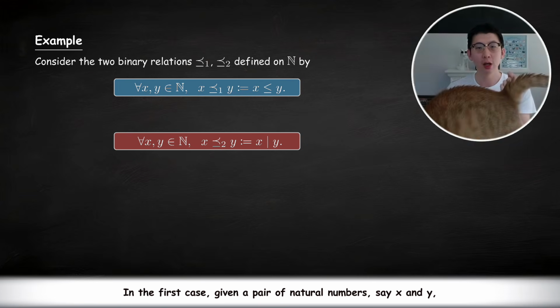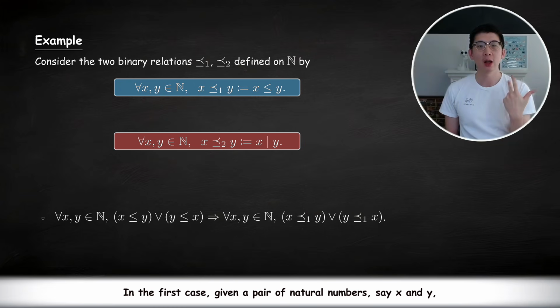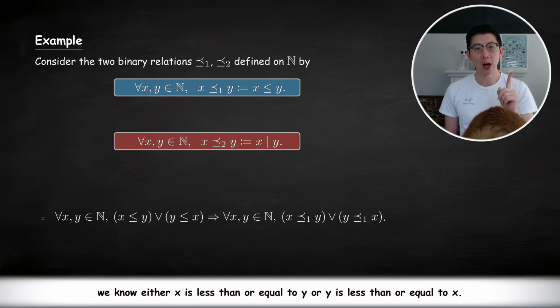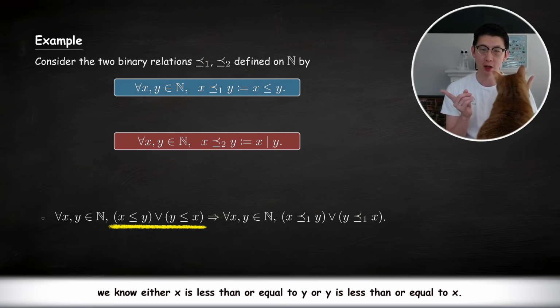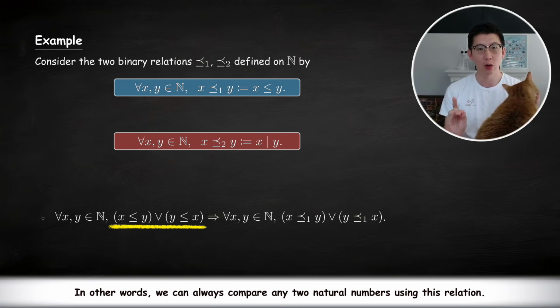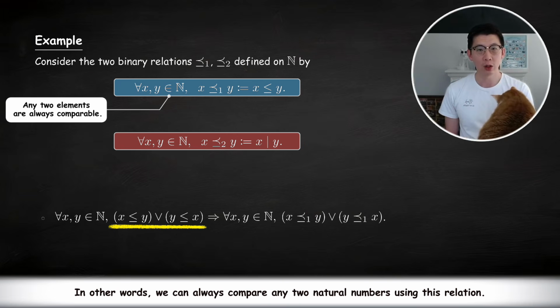In the first case, given a pair of natural numbers, say x and y, we know either x is less than or equal to y, or y is less than or equal to x. In other words, we can always compare any two natural numbers using this relation.